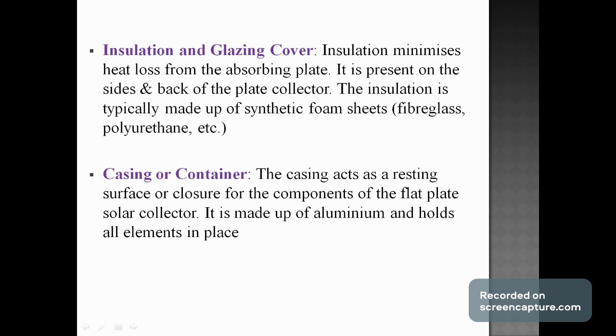And the next component is the insulation and glazing cover. Insulation minimizes heat loss from the absorbing plate. It is present on the sides and back of the plate collector. The insulation is typically made up of synthetic foam sheets, such as fiberglass, polyurethane, etc., which are used for the insulation and glazing cover. And the last component is the casing or container. The casing acts as a resting surface or closure for the components of the flat plate solar collector. It is made up of aluminum and holds all elements in place.